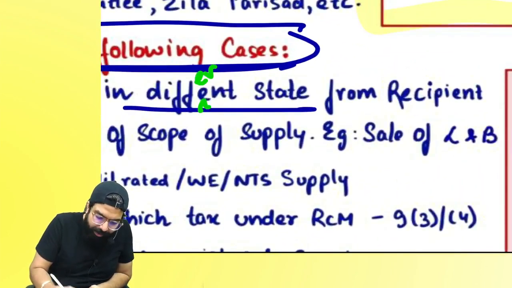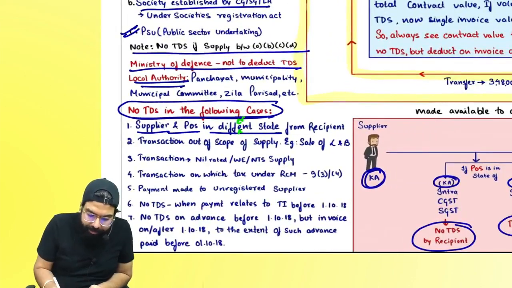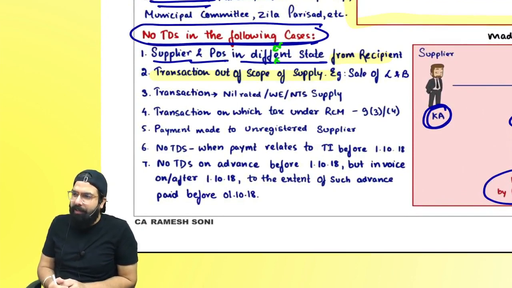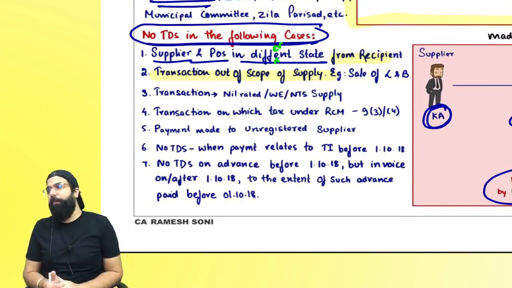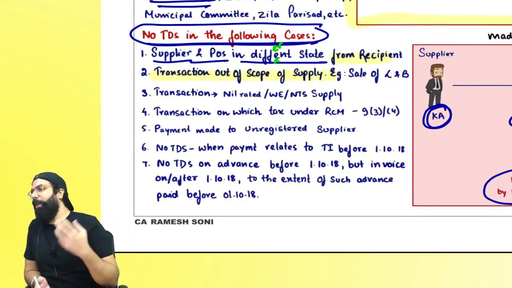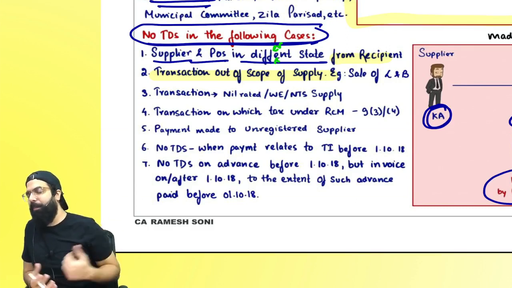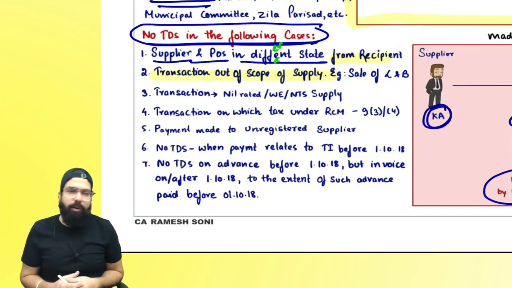It is in a different state from that of the recipient. Are we clear? The transaction is out of scope. Sale of land and building, there will be no TDS. Basically, any Schedule 3 item, where any section number 7 to 7A or B item which is neither supply of goods nor supply of service, there will be no TDS.